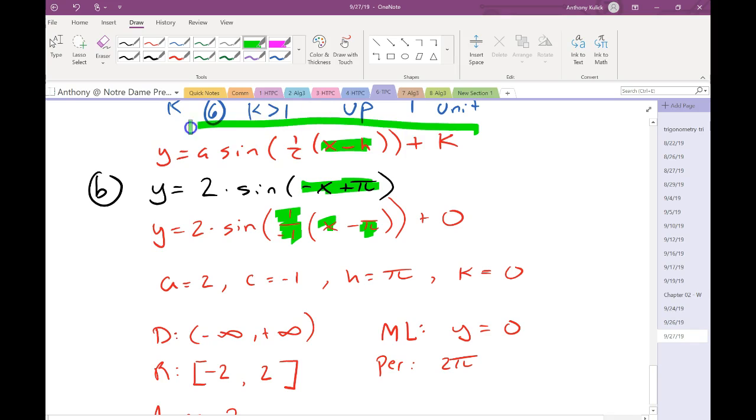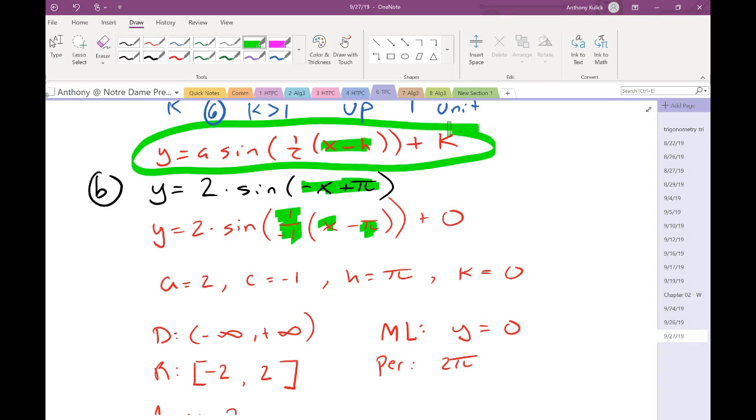So this is the general form. I'm trying to write that first equation in the general form so it's easy to pick out the values for a, c, h, and k. So that's the resultant function that we just got done talking about earlier. That's what we want it to look like because it's easy to pick out the values for a, c, h, and k.